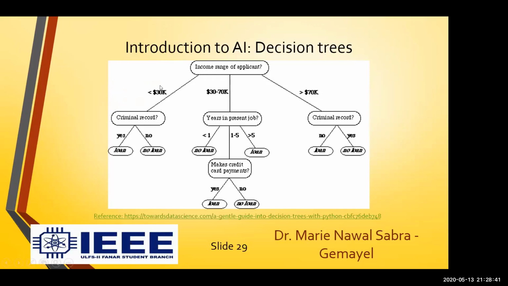So if he has a very low income and he has a criminal record, I'm going to give him a loan. If he has a very high income and he has a criminal record, I will not give him a loan. And if he has a medium income, I'm just going to take more and more decisions, and so on. So it's a list of decisions.